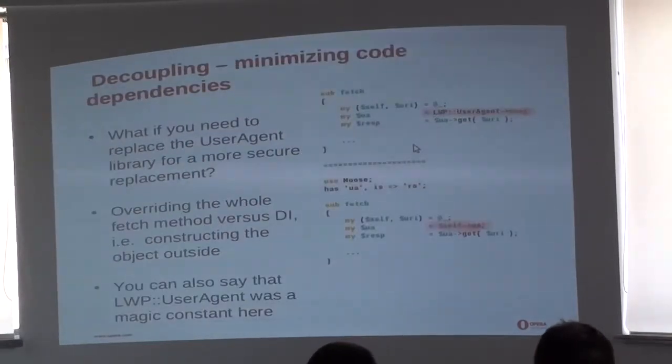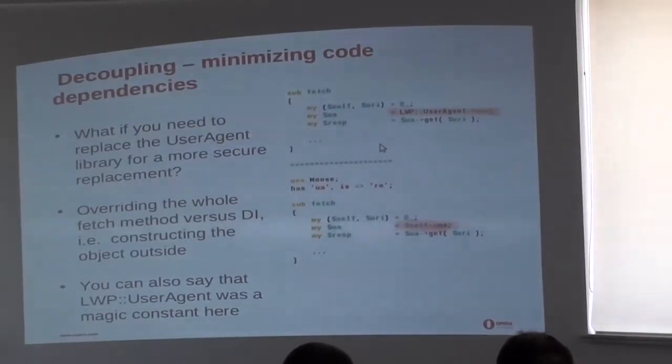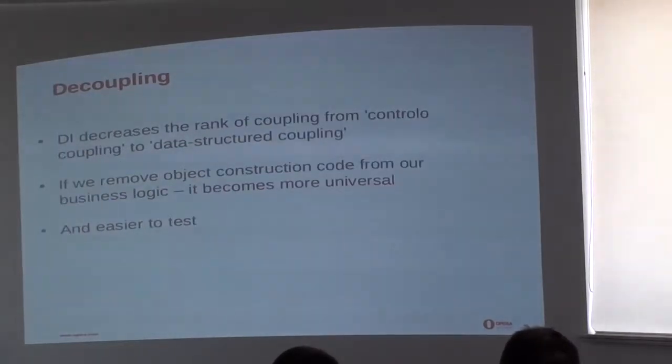So the point is that here, this object construction, LWP user agent new, is called inside business logic. And this is what makes it inflexible, because when you need to change it, you need to subclass and override big methods, copy pasting this whole method and just changing this small part. So if you move this object construction outside of it, then this code becomes more flexible. And it also becomes easier to test.